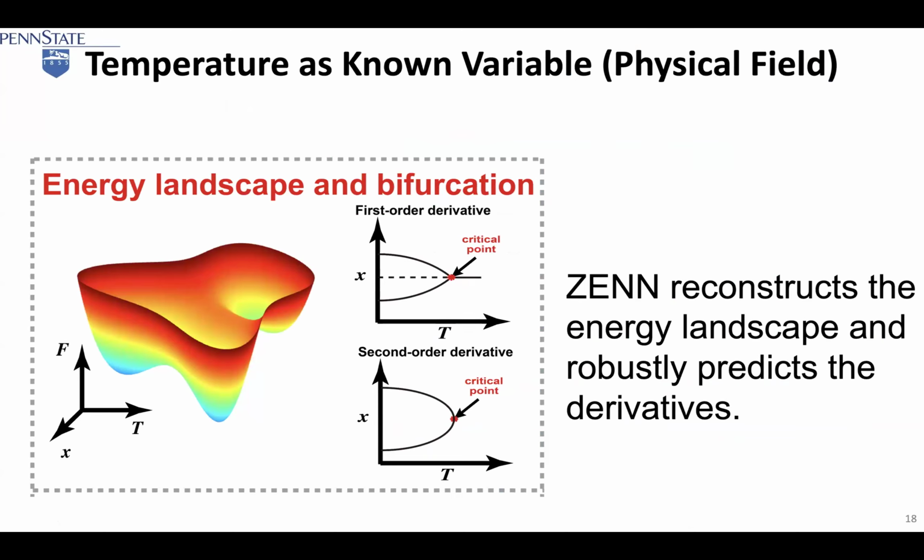You can continue. Okay, so the first example we want to compute is... so over here, temperature is a known variable. Let's see how you learn the bifurcation. You are given this energy landscape, and we want to find where the critical points are.